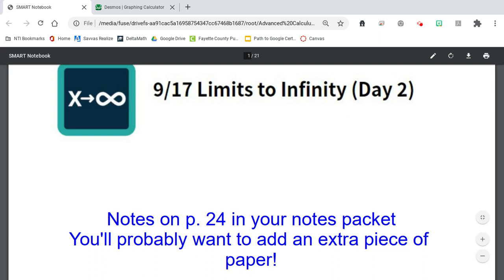Now, we're going to work some of the examples on page 24 in your notes packet, but unfortunately there's not a lot of good examples in your notes packet, so you'll probably want to add an extra piece of paper. That's why I gave you your note packet with holes punched in it, because I was hoping you guys would grab a binder and put those notes in the binder, so that would make it easy for you to add or subtract papers if you need to.